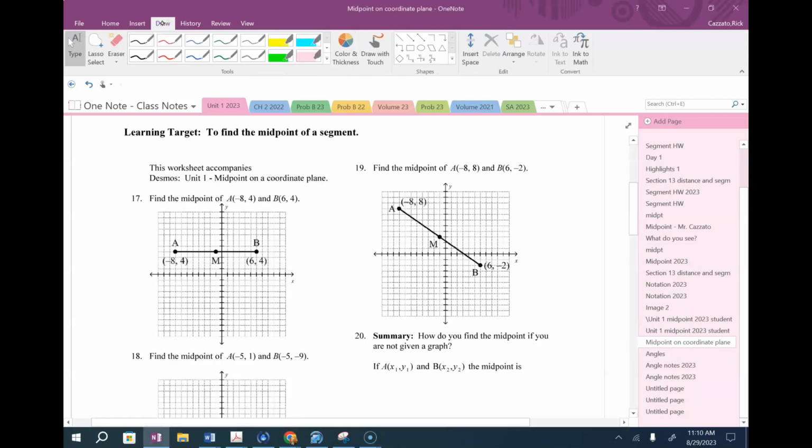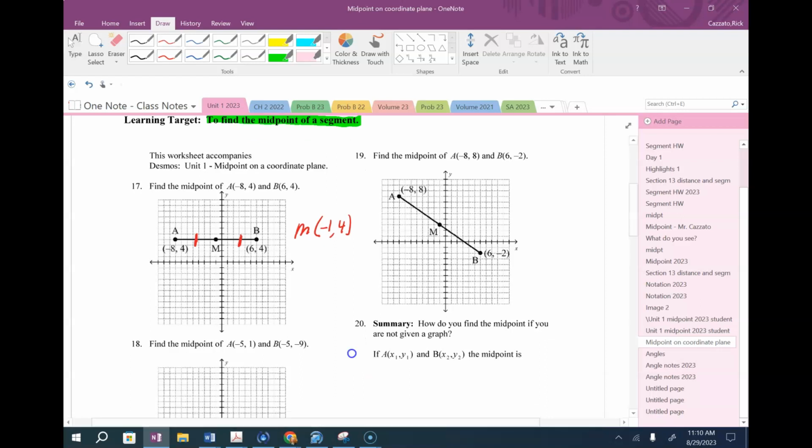Hello geometry students. Today's learning target is to find the midpoint of a segment. If you look at problem number 1, I have the 2 points labeled, and if you were to find the midpoint, you will find that the midpoint is -1, 4. Remember, the midpoint means the point exactly in the middle. So AM is the same as MB, and I put those red tick marks.